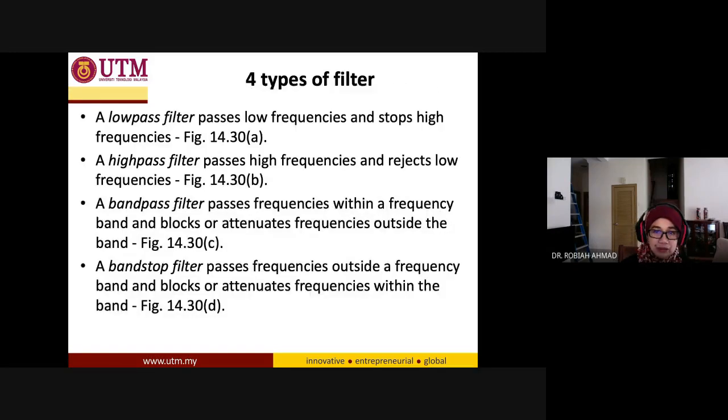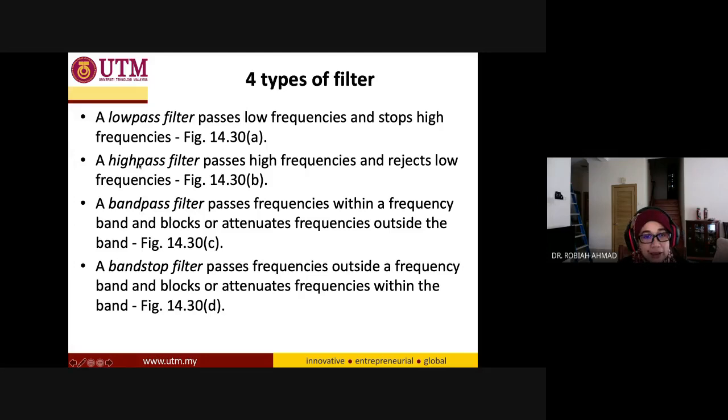Talking about filters, there are four types of filters. One is the low pass filter. As its name suggests, it passes only low frequencies. For example, we want only frequencies from 0 to 10. Above 10, for example 11, we want to attenuate or reject. So we can use a low pass filter. It passes low frequencies, and higher frequencies, for example 20, 100 kilohertz, will be attenuated or removed.